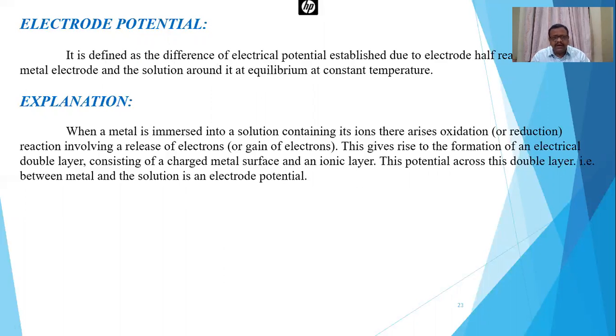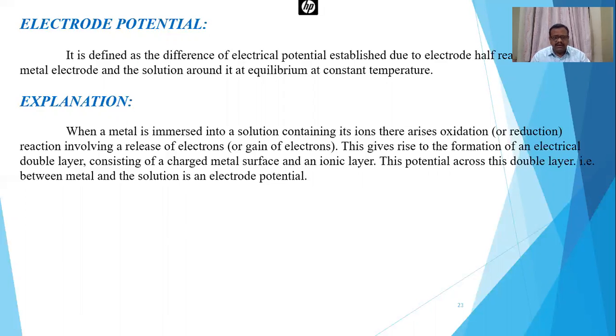I repeat again, electrode potential is the difference of electrical potential established due to electrode half reaction between a metal electrode and the solution around it at equilibrium at constant temperature. So let us try to understand in detail regarding the electrode potential.